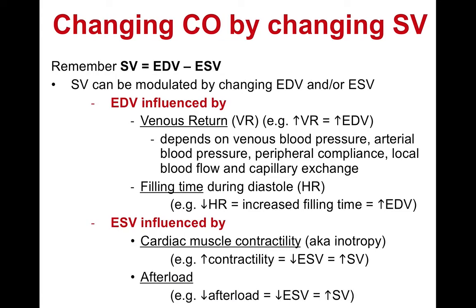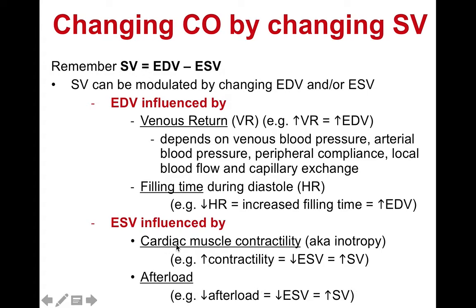We can also modulate afterload, which modulates the amount of blood being left in the heart, meaning we're pumping more blood out per heartbeat. So if we decrease afterload, for example if someone has hypertension and we give them antihypertensive drugs, we will decrease the afterload, which then decreases the amount of blood being left in the heart at the end of the heartbeat. This causes an increase in stroke volume.